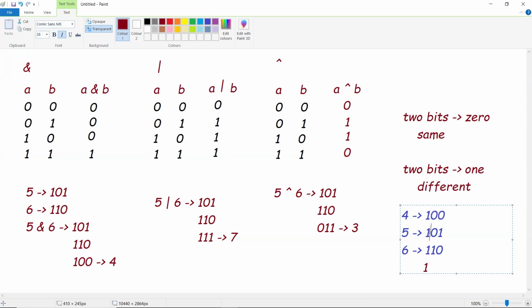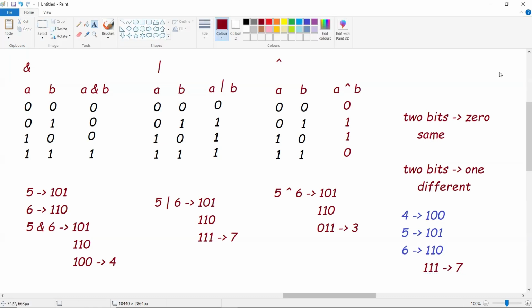Here 0 XOR 0, as both the bits are the same, the answer would be 0. Then 0 XOR 1, the answer would be 1. Then 0 XOR 1, the answer would be 1. 1 XOR 0, the answer would be 1. So you get the value 7. So these are three individual bitwise operators: bitwise AND, OR, and XOR.